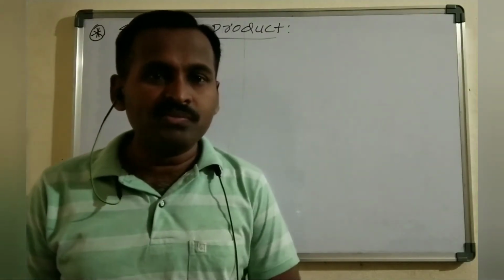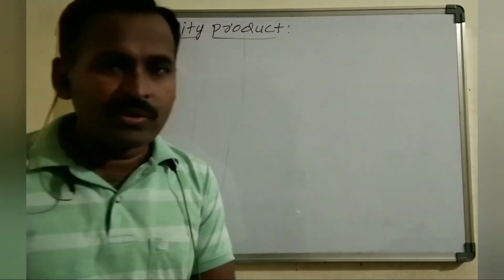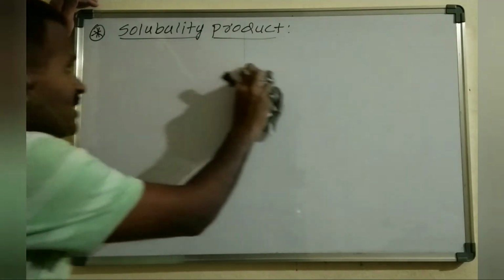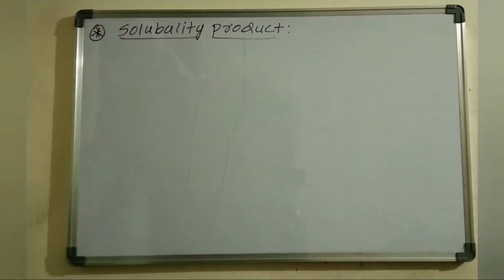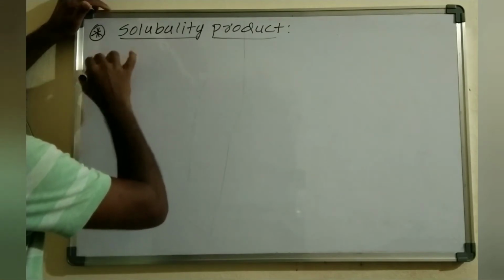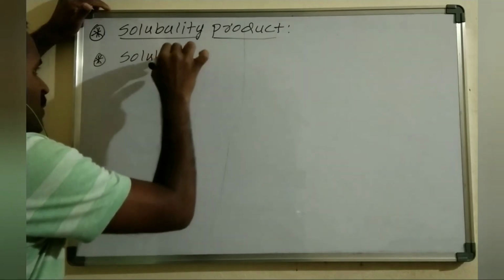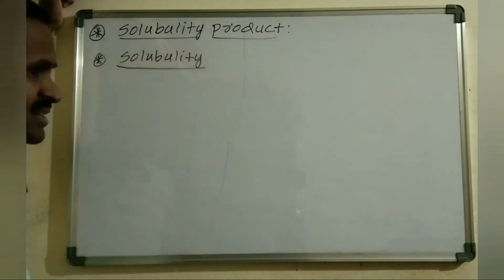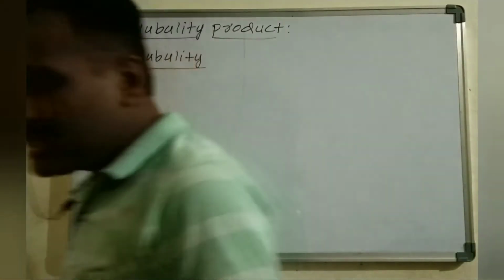I'm Venkatesham. I'm going to discuss the topic of solubility product. Solubility product depends on the solubility of a solid substance. We need to talk about what solubility is. Solubility is the maximum amount of a substance that can be dissolved in 100 grams of a solvent or 100 ml of a solvent.